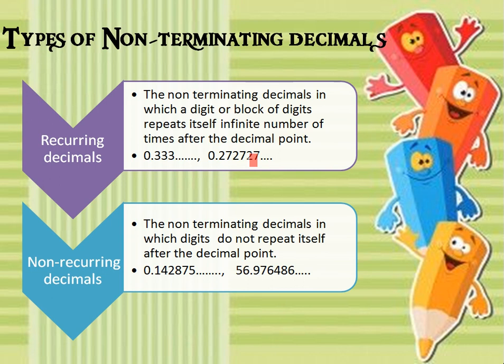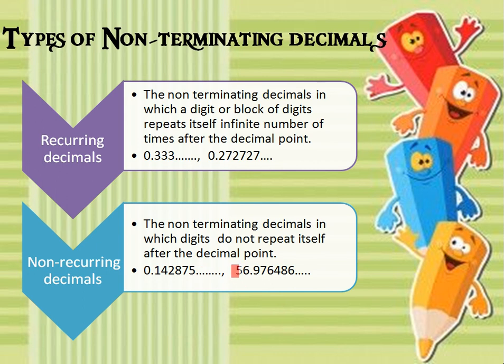The non-terminating, non-recurring decimals are those in which digits do not repeat themselves after the decimal point. We have an infinite number of digits in the decimal part, but the digits are not repeating themselves. We have a random pattern. For example, in the first example, we have 0.142875 and so on. The division is not ending and we are getting an infinite number of digits in the decimal part, but the digits are not repeating themselves. We cannot see a pattern forming over here. So these are non-recurring, non-terminating decimals.